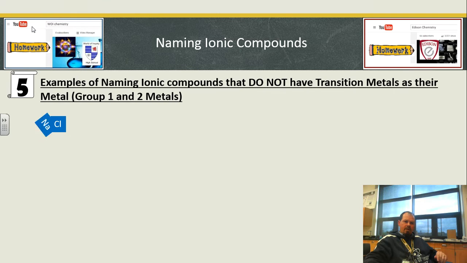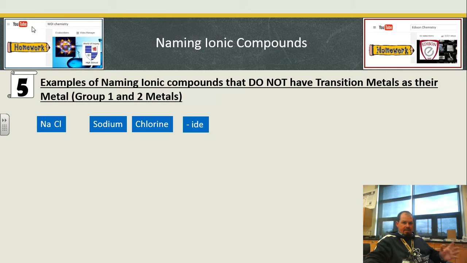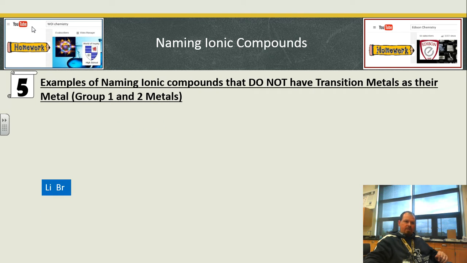So the rule was we name the metal first. So Na is sodium. Then I name the nonmetal, which is chlorine, ending in "ide." So I take the "ine" out and it becomes chloride: sodium chloride. We've heard of this. This is table salt. Okay, good? Good. Okay, another one.